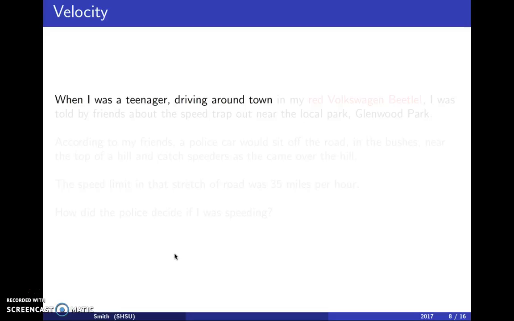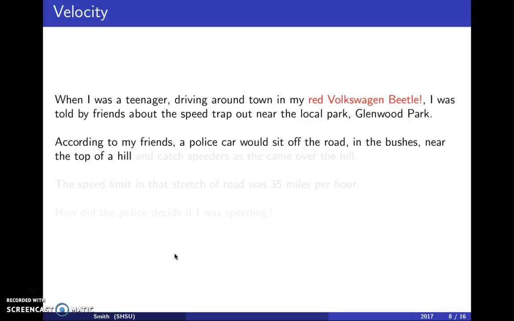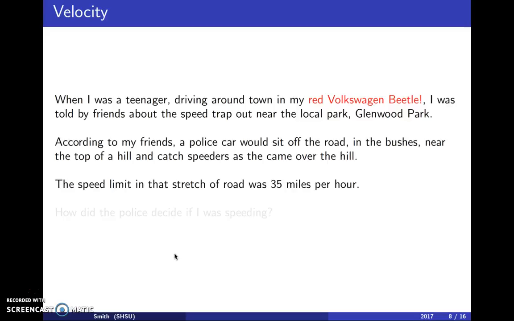When I was a teenager driving around town in my red Volkswagen Beetle, I was told by friends about a speed trap out near the local park, Glenwood Park. According to my friends, a police car would sit off the road in the bushes near the top of a hill and catch speeders as they came over the hill. Now, this was in the days before radar, and the speed limit on that stretch of road was 35 miles per hour. If they were not using radar back in the 20th century, how did the police decide if I was speeding?